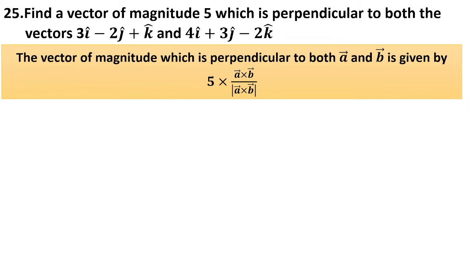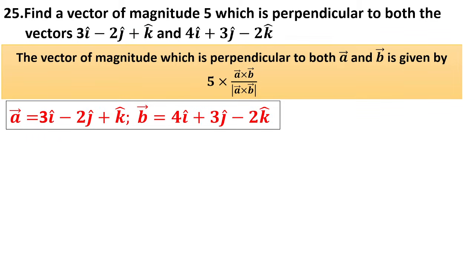Therefore, this is the formula: A cross B by magnitude of A cross B. This will give a unit vector, but they want a vector of magnitude 5, therefore multiply it by 5. If they want magnitude of 10, multiply by 10. Therefore, A is given, B is given.